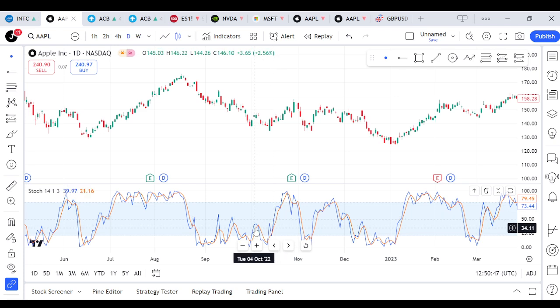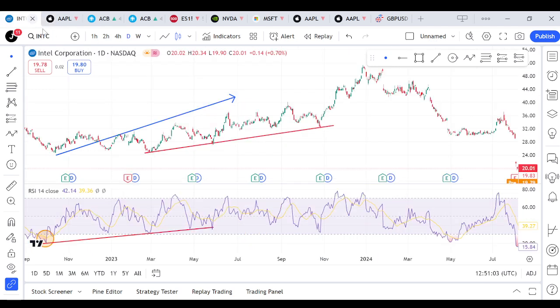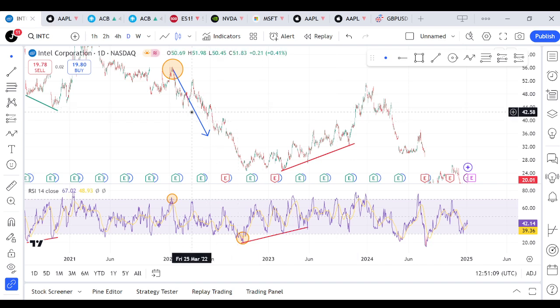So traders often look for divergence between the stochastic oscillator and price action to identify potential trend reversals. For example, if the price makes a new high while the stochastic oscillator forms a lower high, it could signal a bearish divergence and a possible trend reversal. The same is so for the RSI. I think I have an example of a divergence on the RSI.